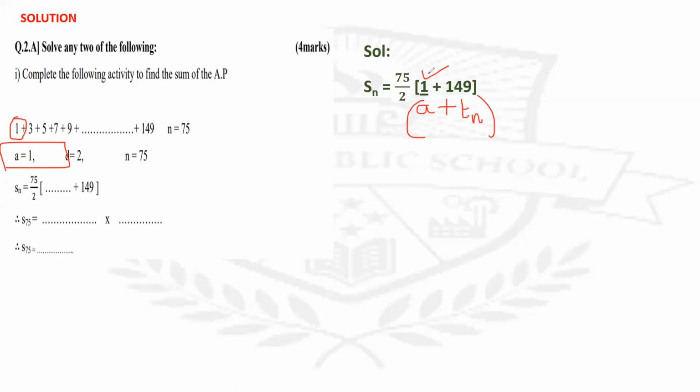Now after putting it as 1, what are you going to get in the next blank? Come on. It's 75 into 75. Now, from where did I get this? Check this: 2 in the denominator and 1 plus 149, which makes it 150. This 2 and 150 get cancelled. You're left with 75. So the answer is 75 into 75. Therefore, S of 75 is 5,625.